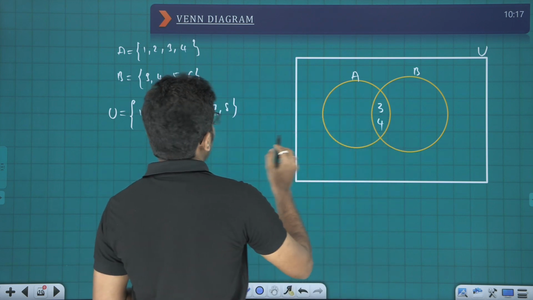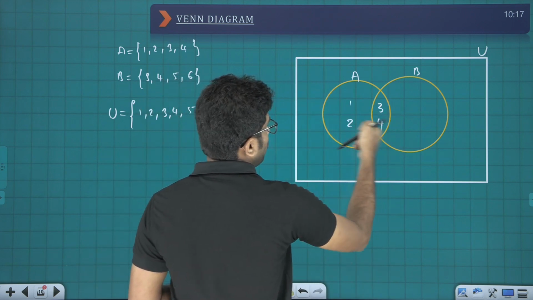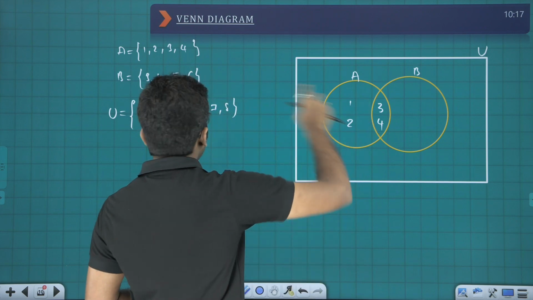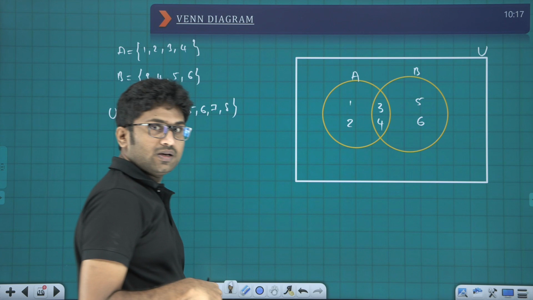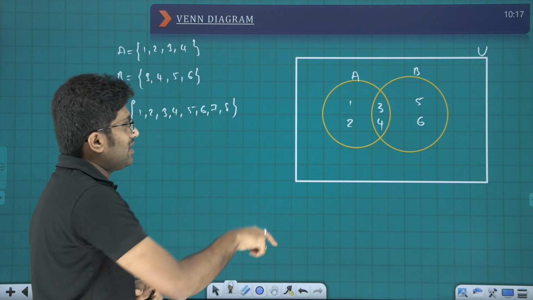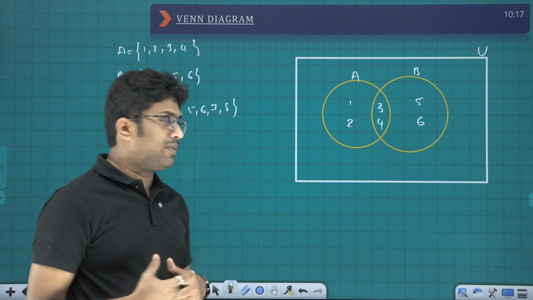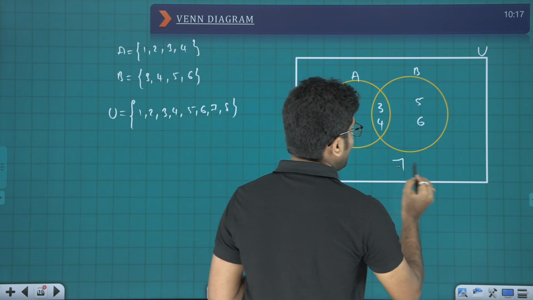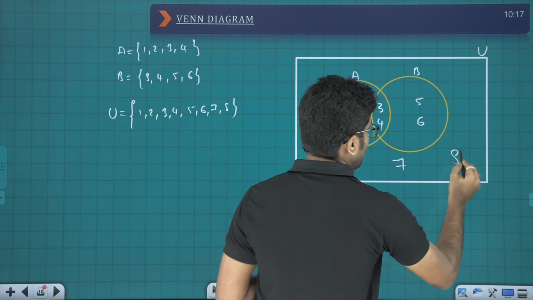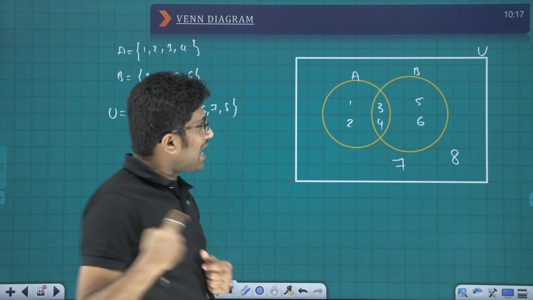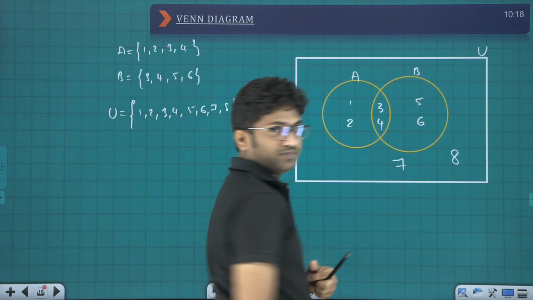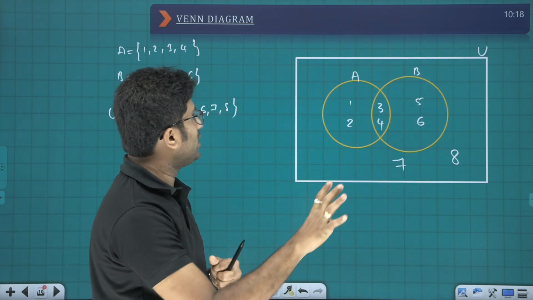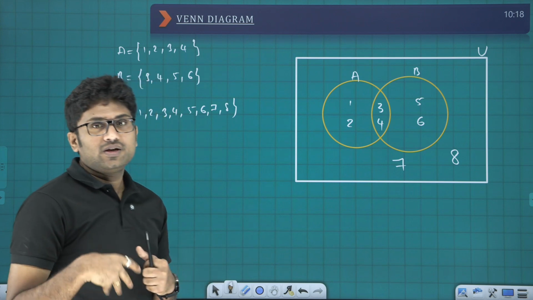Now in set A we have 1, 2, 3, 4. So already 3, 4 are here, 1, 2 will be here. In set B 3, 4, 5, 6. Already 3, 4 are here. So 5, 6 will be here. Now these two elements 7, 8 are neither in A nor in B. So they will be somewhere outside of A, B and inside U. So this is how we represent a set in terms of Venn diagram.